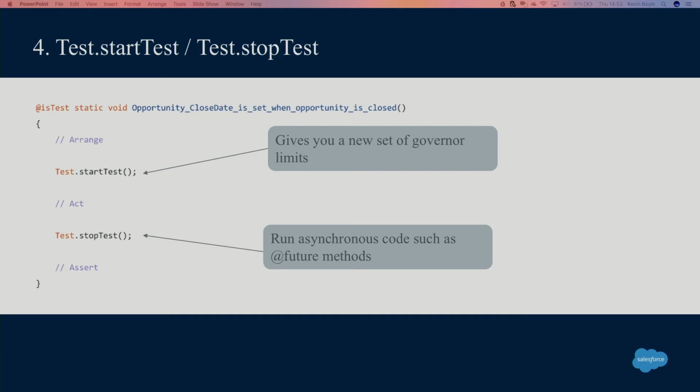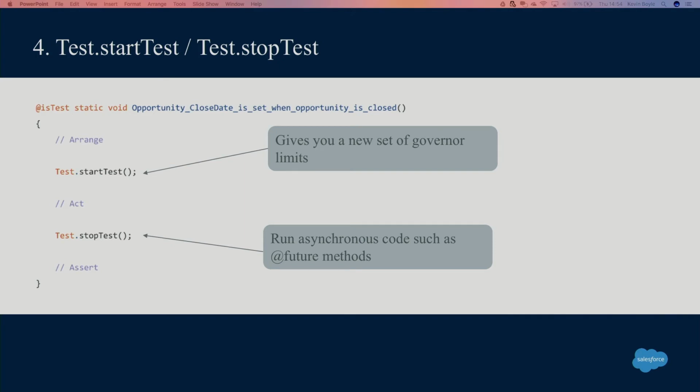Test.startTest and Test.stopTest. Again, very simple. You can see here I've explicitly called out the arrange, act, and assert, but sort of hidden everything that this test is doing. So do your arrange. That gets you under the set of limits that the test is running under. Then call Test.startTest. This gives you a new set of governor limits and makes sure that your tests won't fail sporadically, and will actually behave the way they will when you go to production.